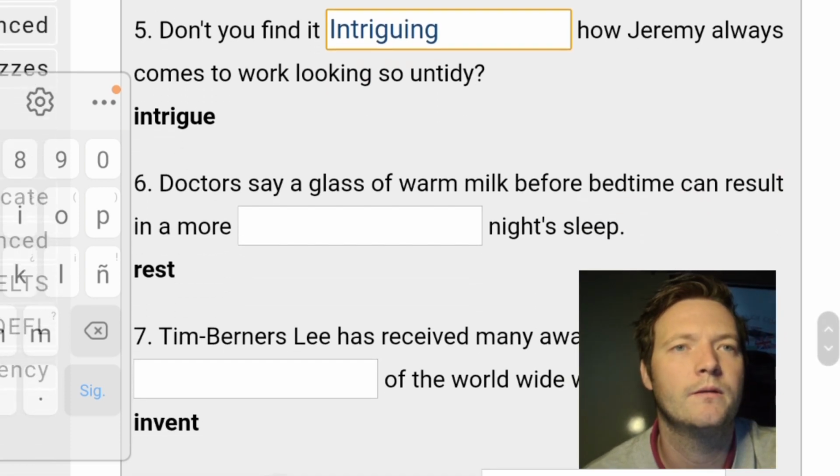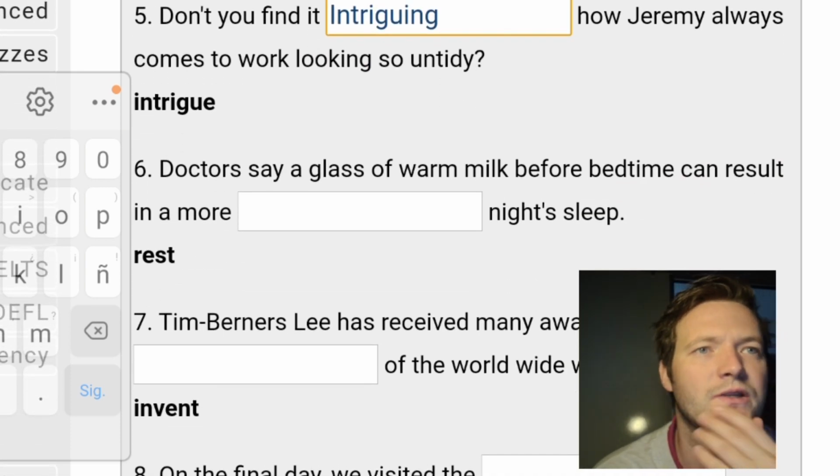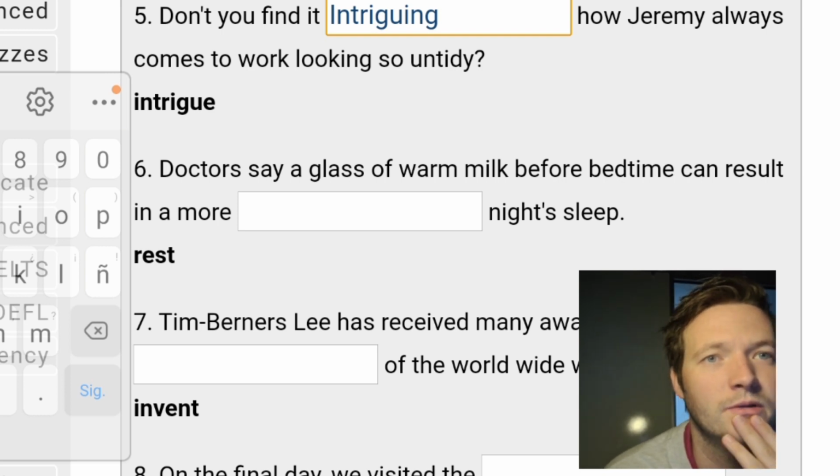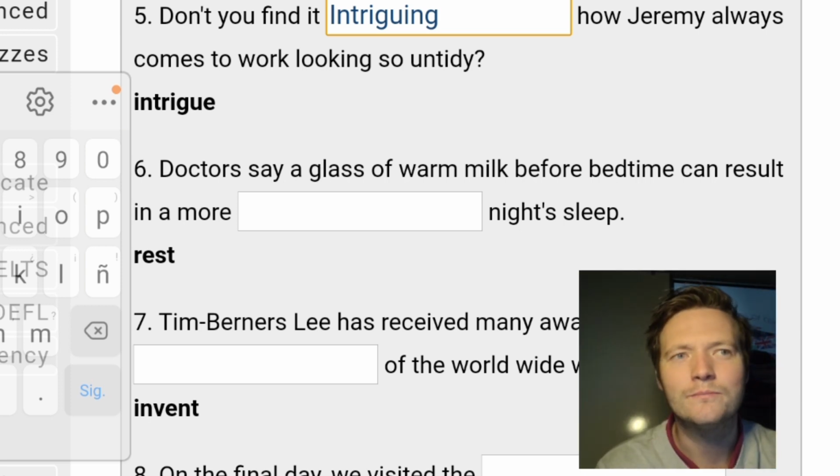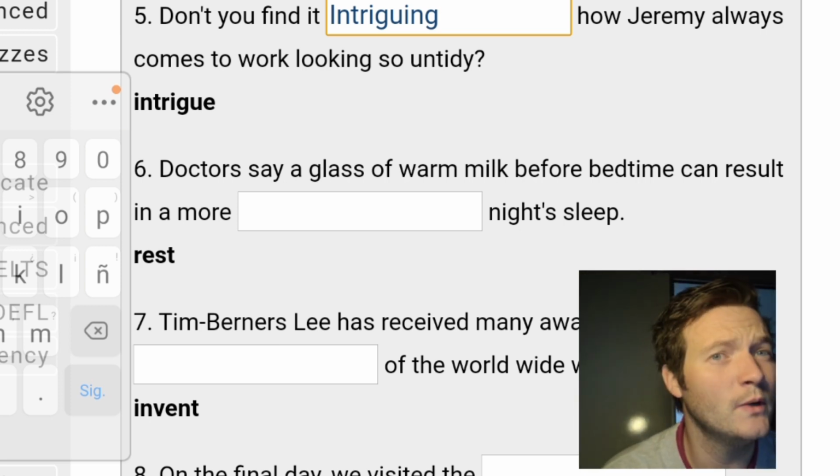Okay. Doctors say a glass of warm milk before bedtime can result in a more rest night's sleep. Now, I don't know. Because what do they mean?